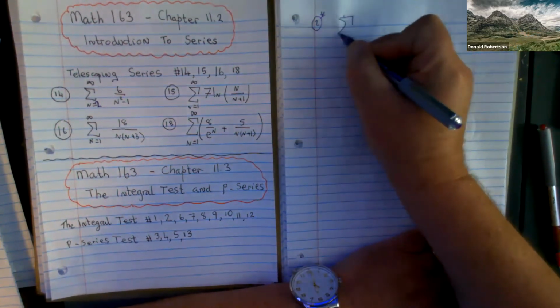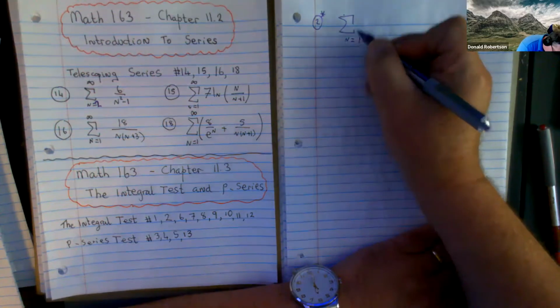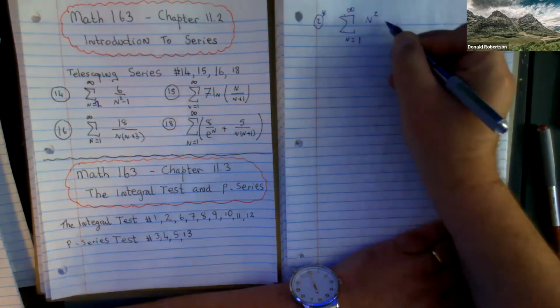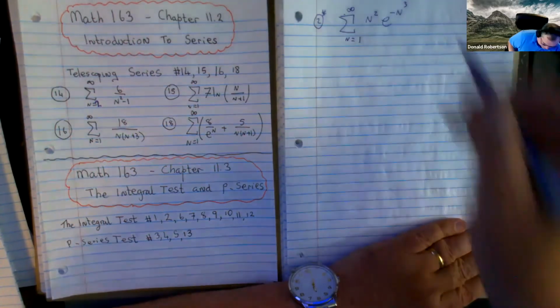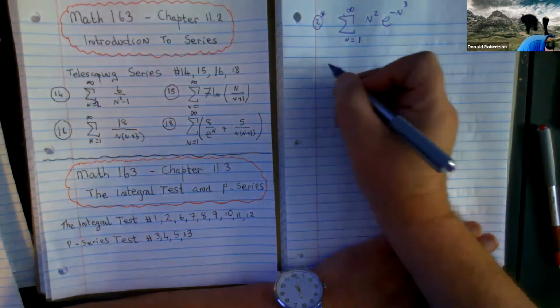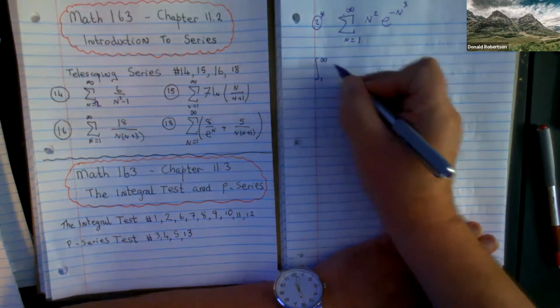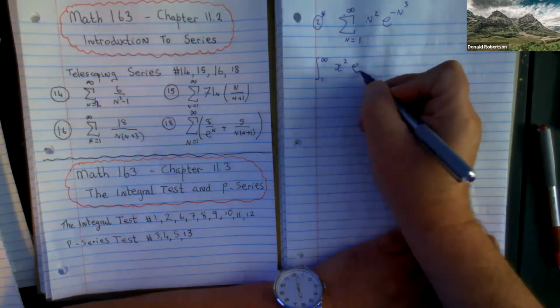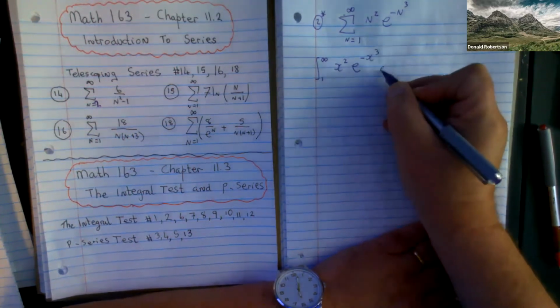So we're looking at the sum from n equals 1 to infinity of n squared e to the negative n cubed, and we are going to find out if this series converges or diverges. Can we assume that I proved that it was positive and decreasing? That would take about 5-10 minutes. Let's just say I did that, and it did. So now I'm going to find the integral from 1 to infinity of x squared e to the negative x cubed dx.